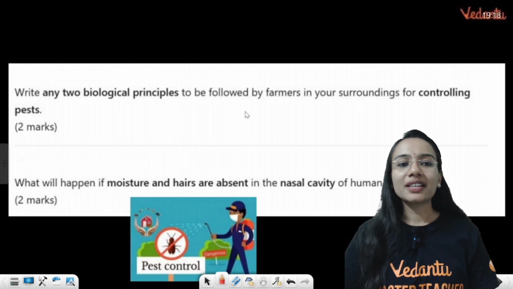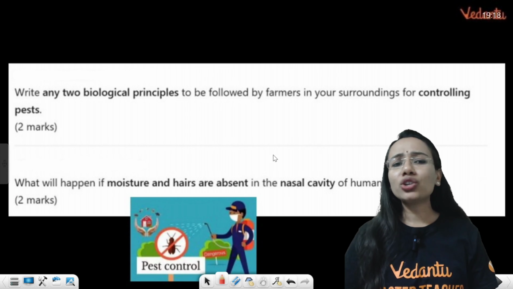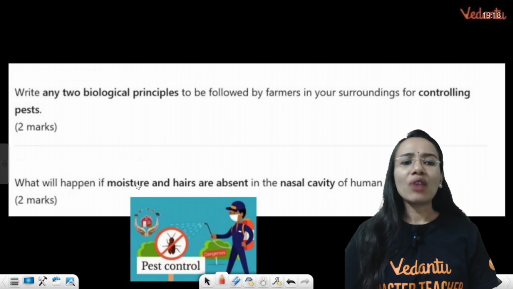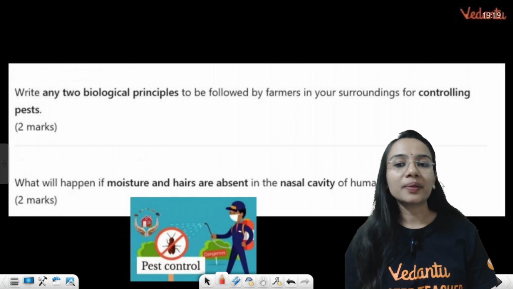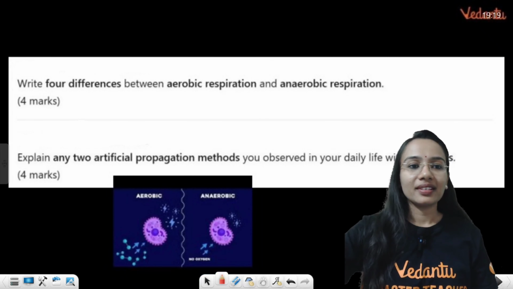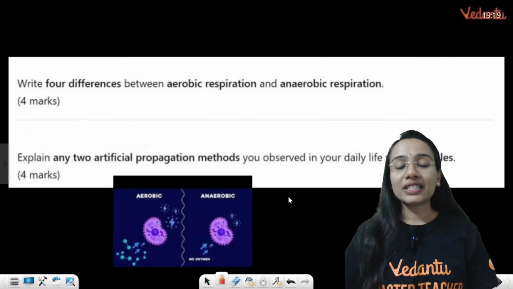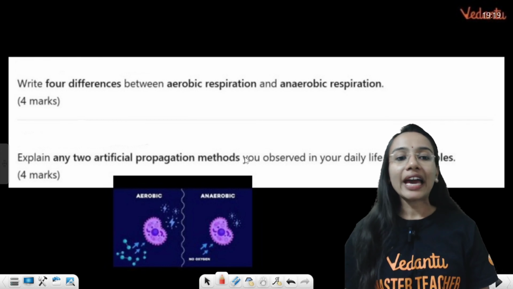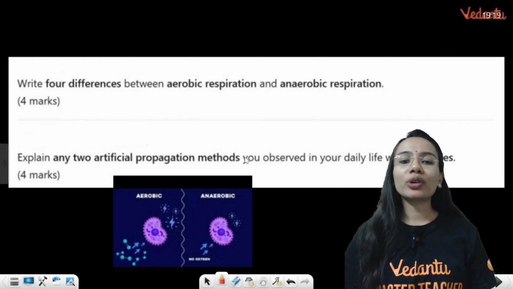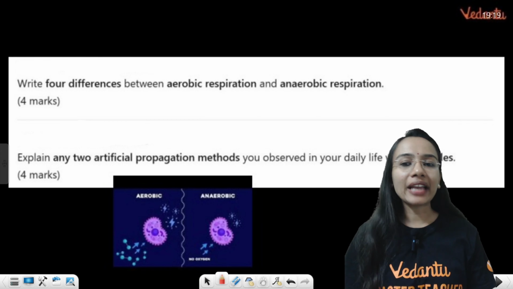Here comes another question. Write any 2 biological principles to be followed by farmers in your surroundings for controlling pests. What happens if moisture and air are absent in the nasal cavity of human beings? Write 2 differences between aerobic respiration and anaerobic respiration. Explain any 2 artificial propagation methods you observed in your daily life with examples.